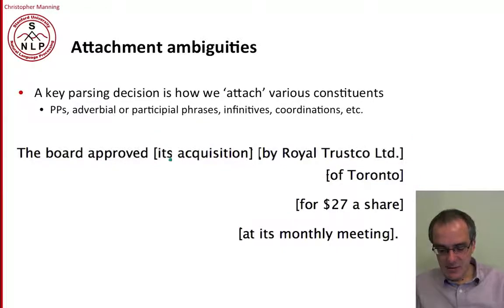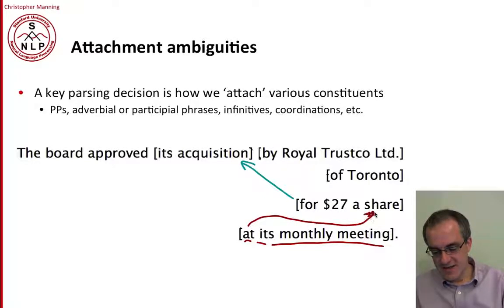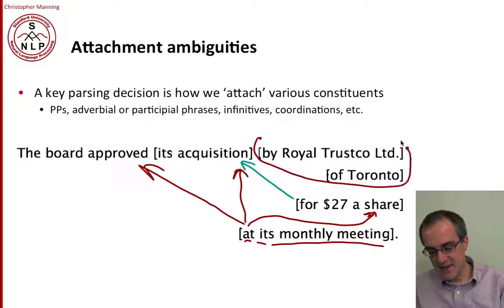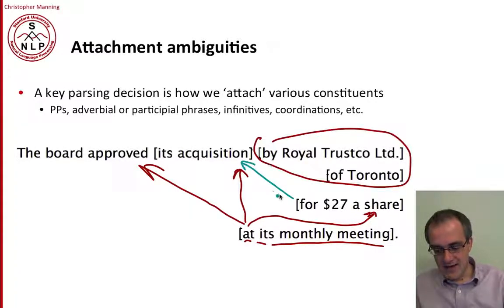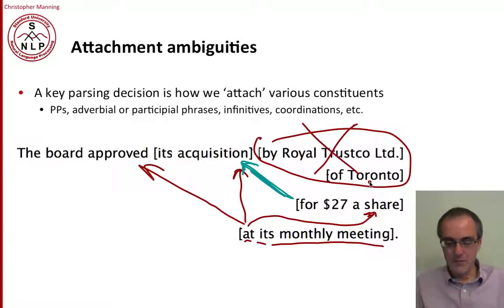So in particular, once we decided to attach "for $27 a share" as a modifier of its acquisition, that restricts the attachments that are possible for this prepositional phrase. It could still attach to a share, or it could attach to an acquisition, or it could attach to approved. But these ones that are kind of hidden behind the attachment of "for $27 a share" to an acquisition, these become not possible anymore.